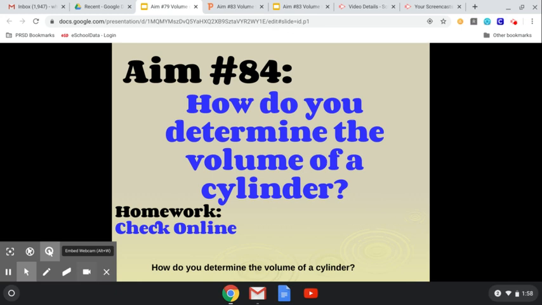Okay, welcome to day 2. Today we're going to focus on finding the volume of a cylinder. Now, there's going to be a formula for that, but before we get to it, I'll explain to you where the formula comes from and all of that.